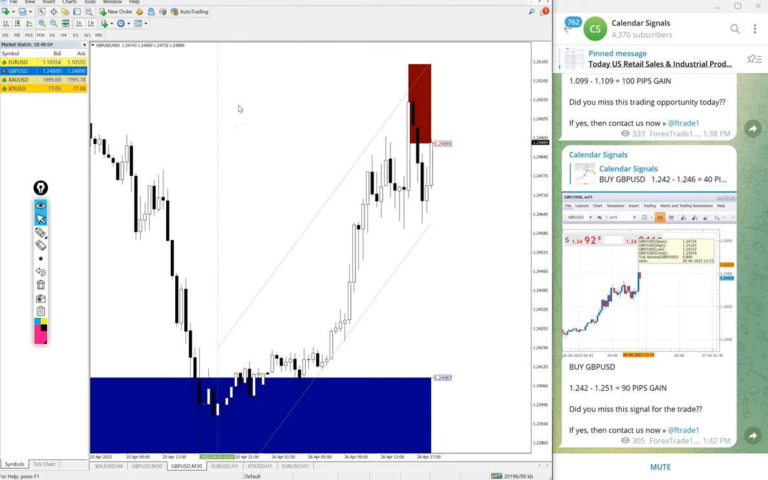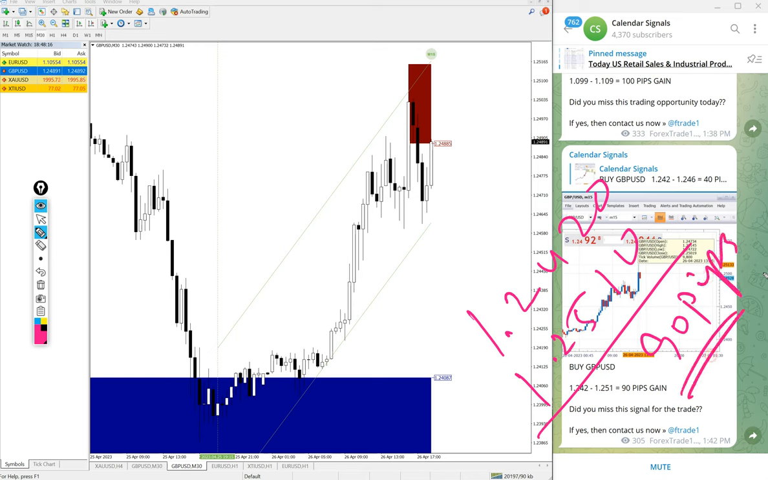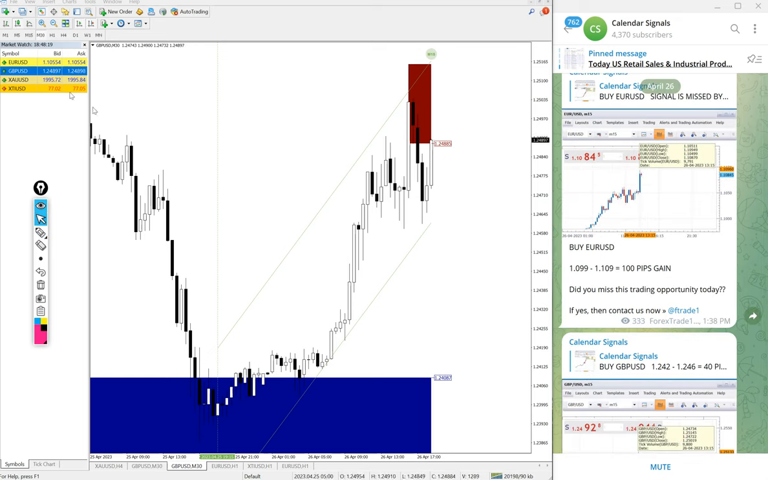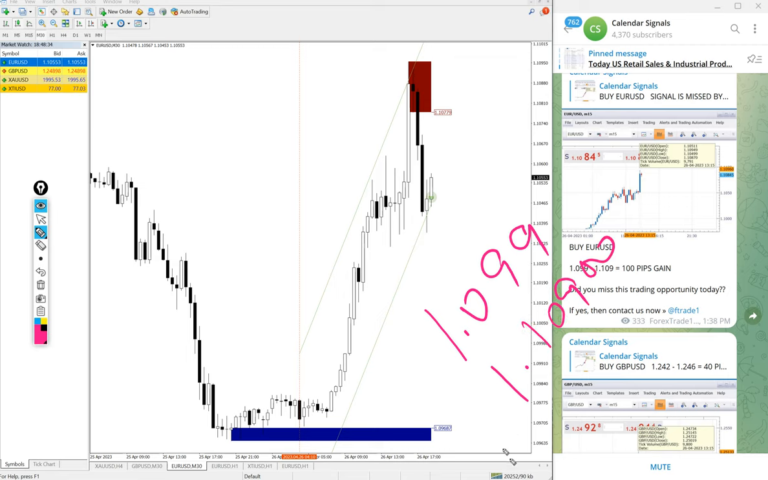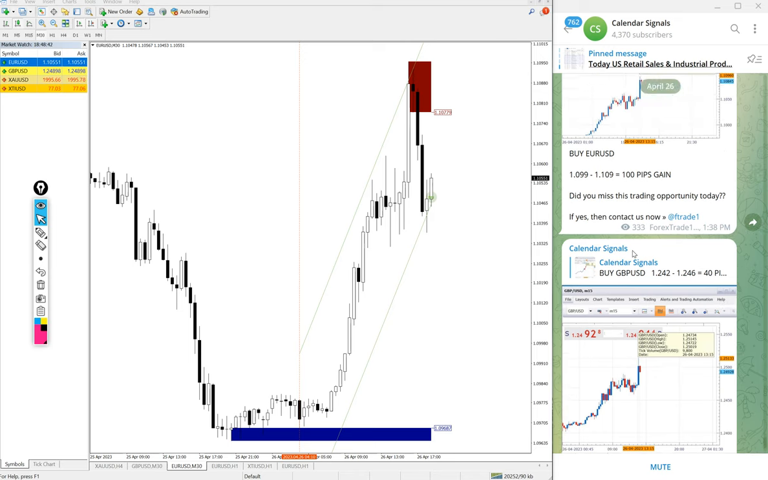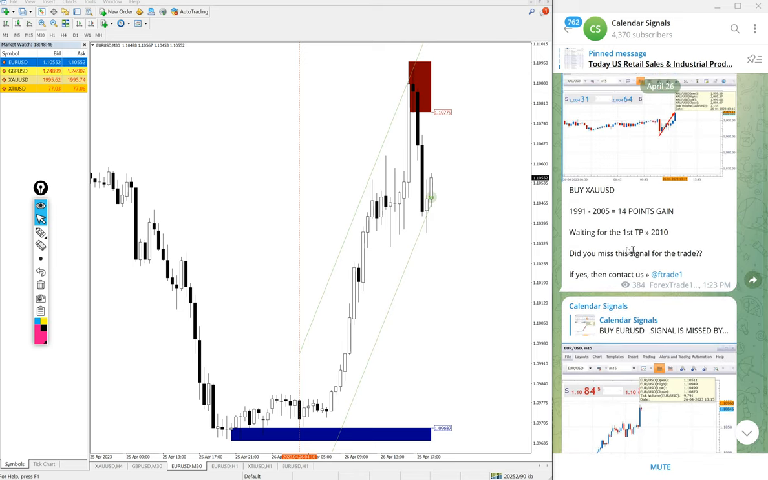First GBPUSD. Buy GBPUSD we gave today, entry at 1.2420 and high traded 1.2510, 90 pips gain on GBPUSD buy signal. Then EURUSD also performed well. Here is the EURUSD chart. Buy EURUSD we gave today, entry at 1.099 and high traded 1.109. So 100 pips gain on EURUSD buy signal. GBPUSD was 90 pips gain and EURUSD buy 100 pips gain.